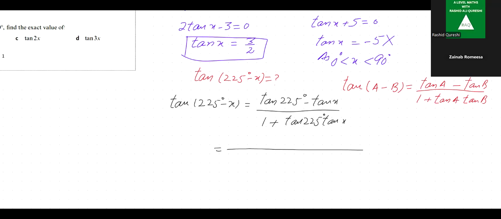1 minus, what's the answer of tan of x? That is 3 by 2. 1 plus, what's the answer? Tan of 225 is 1 into 3 by 2. So use your calculator and find 2 minus 3, that becomes minus 1 by 2 in the numerator, and 2 plus 3, that becomes 5 by 2 in the denominator. Final answer after the cancellation will be minus 1 by 5, if I'm not wrong.